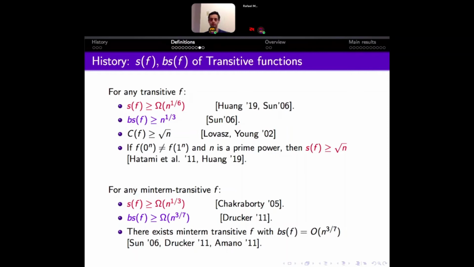Along with Huang's paper. Then for the subclass called minterm transitive functions, we know somewhat better results. Chakraborty proved that the sensitivity is at least n to the 1/3 for such functions. Then Drucker proved that block sensitivity is at least n to the 3/7 for such functions. And a chain of work due to Sun, Drucker, and Amano shows that there exist minterm transitive functions with block sensitivity at most n to the 3/7.